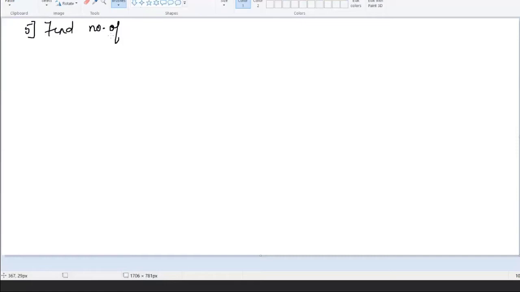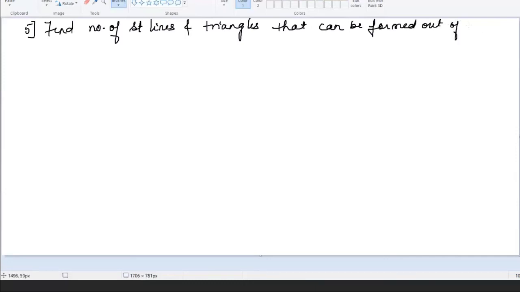Find number of straight lines and triangles that can be formed out of 20 points of which 8 are collinear.